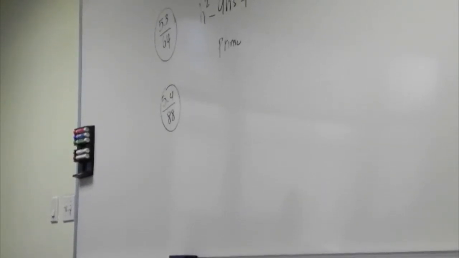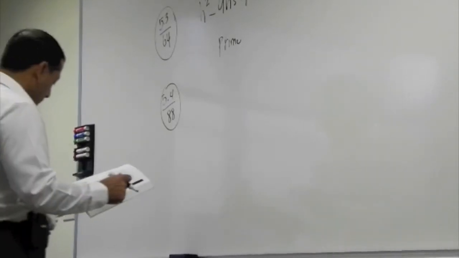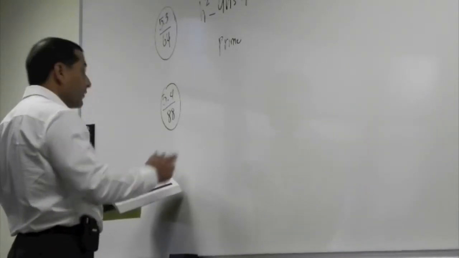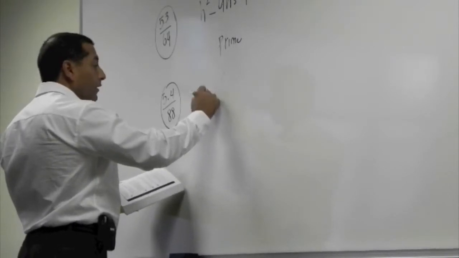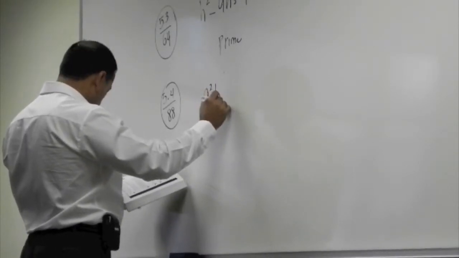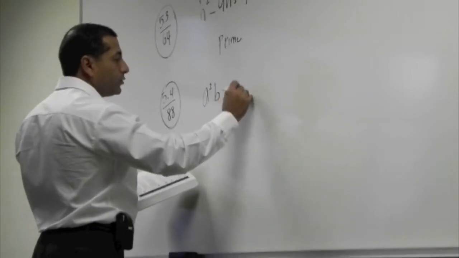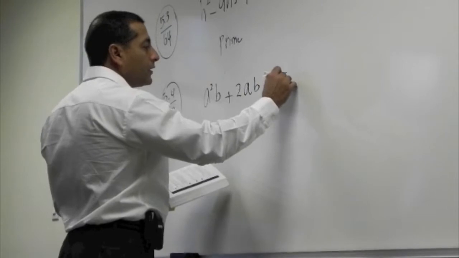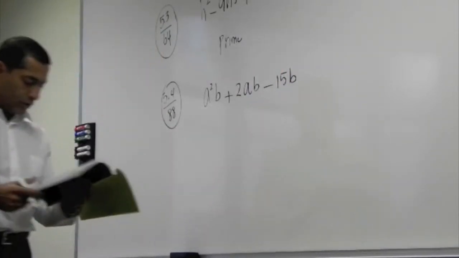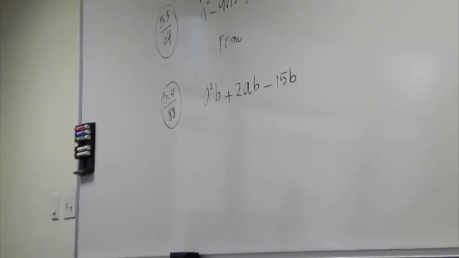Again, the same thing as trinomial and factor completely. So we have a squared b plus 2ab minus 15b. And they want us to factor this out completely. Again, how many terms are we dealing with here? Three, right? So it's a trinomial.